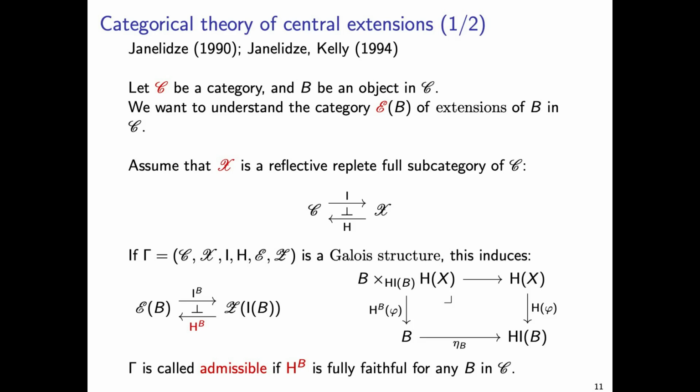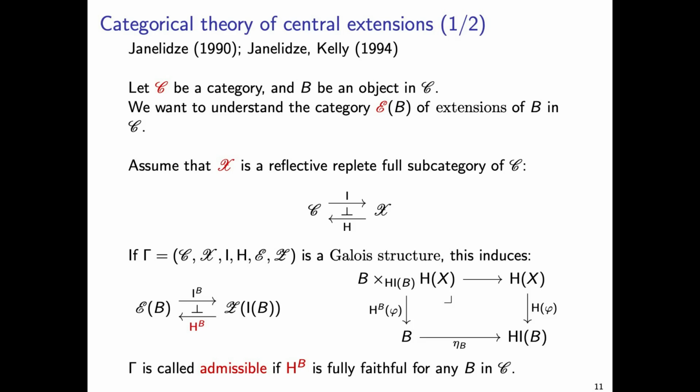Okay. Then, so here the left adjoint I_B maps an extension of B just to the image under I, and here for the right adjoint H_B, if we take an extension phi of I(B), H_B maps it to the pullback of H(phi) along the B component of the unit of our original adjunction. And now one can ask the following question.